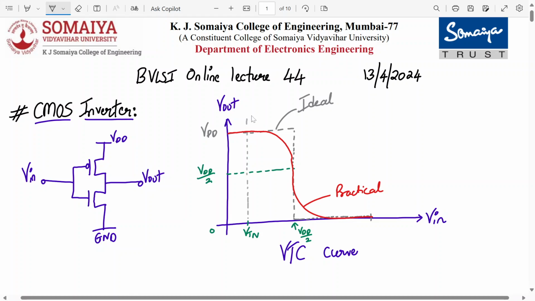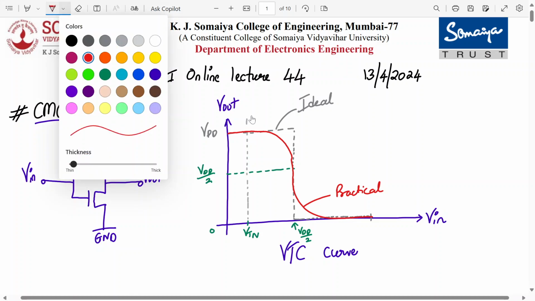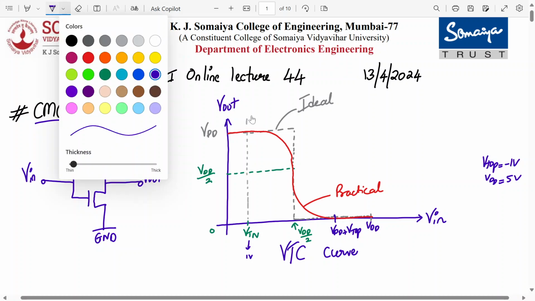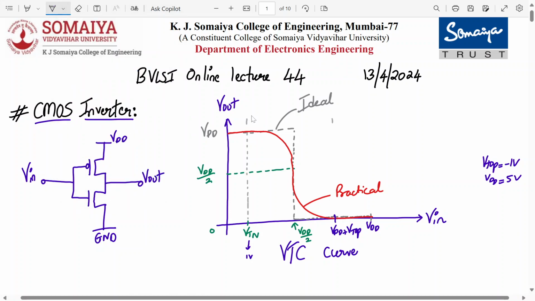Now there is one more region over here, which is VDD plus VTOP. Remember, the VTOP voltage is negative, so let's say VTOP is -1 and VDD is 5. So this point will be at 4 volt. I hope you're understanding. Then let's say VTN is 1 volt, so this is 1 volt, this is 2.5, this is 4, and this is 5. So we get another region of operation over here.